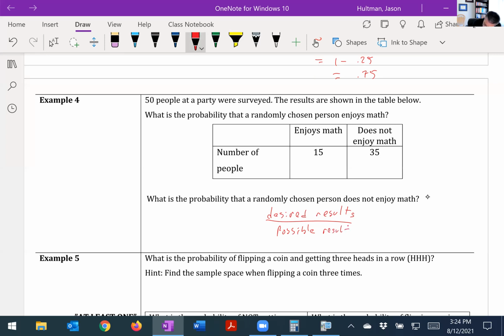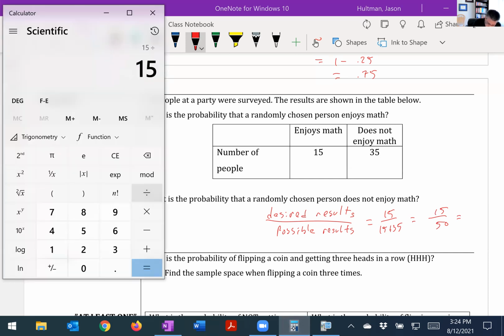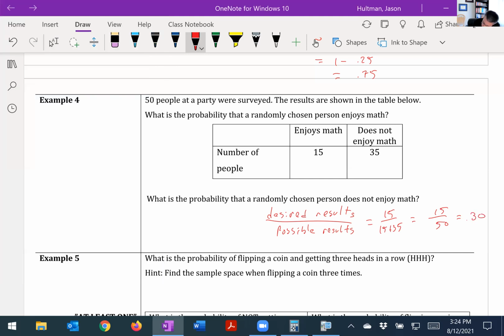So I need to know how many people liked math, 15, out of how many total people? We have to add up the 15 and the 35 to get the total people. And so that's 15 over 50, which is what? Let's go to our calculator: 15 divided by 50 is 0.3, 0.30, or 30%. Okay, so 30% of the people there at the party liked math. 35% did not like math.